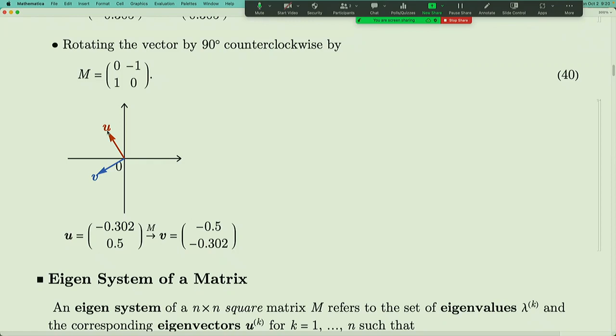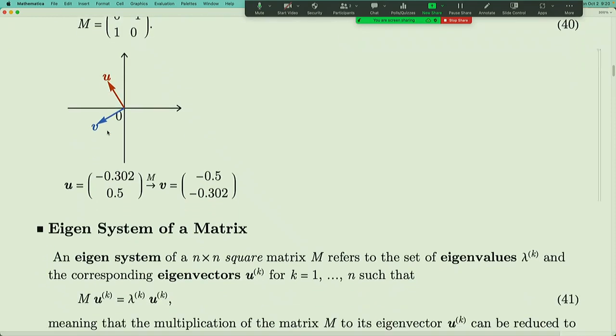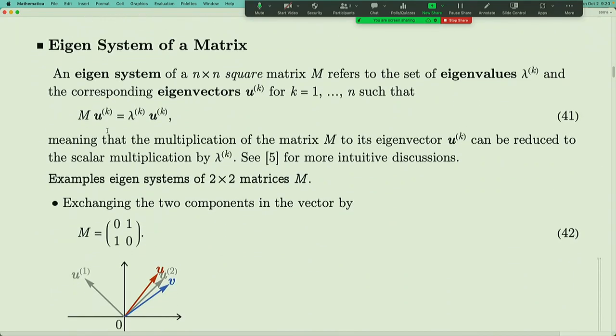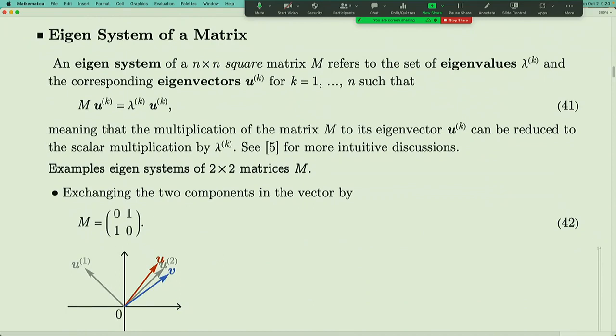Okay, so these are the examples where matrices can act on a vector and give you new vectors. Why do I need to talk about matrices acting on vectors? Because that leads to a new concept called the eigensystem of a matrix. In the previous example, when you see a matrix acting on a vector, the action can be very complicated. The action can involve, for example, reflection and rotations.